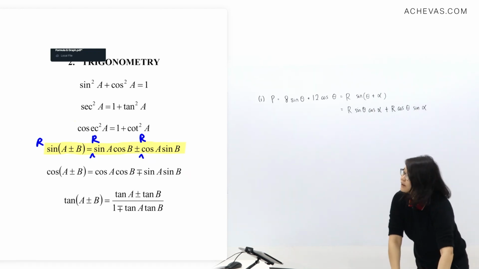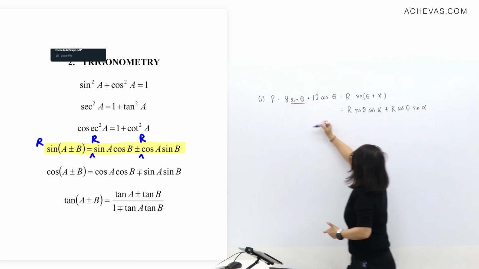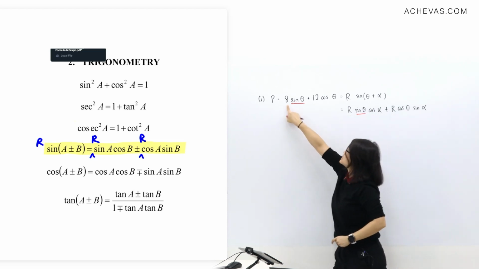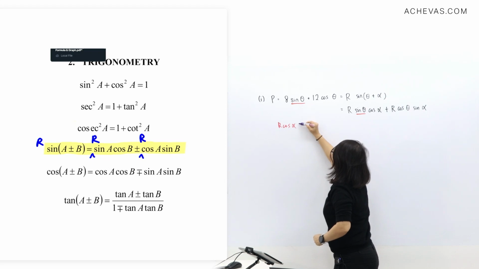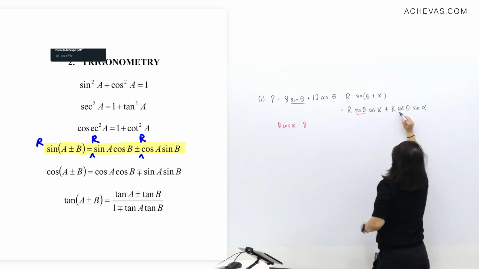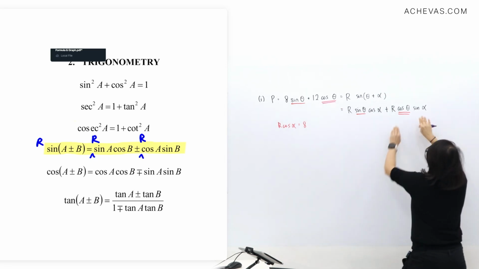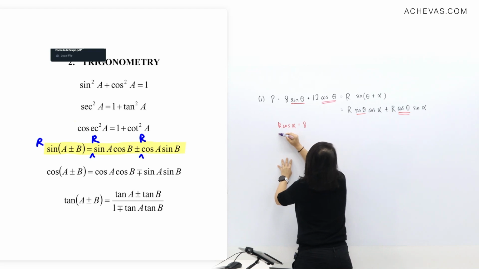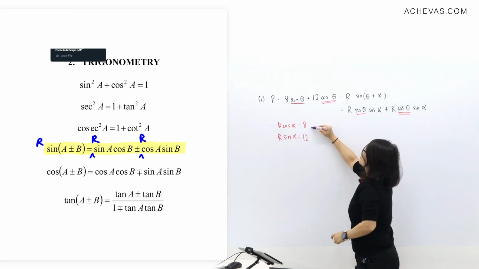Okay, so next step, we're going to compare left and right. So I'm going to underline comparing sine theta with sine theta version. I know R cos alpha must be 8. Let me write that down. R cos alpha equals 8. And I'm going to compare cos theta with cos theta. So now I know R sine alpha equals 12. So let me write this now. R sine alpha equals 12. I'm going to name it equation 1, equation 2.